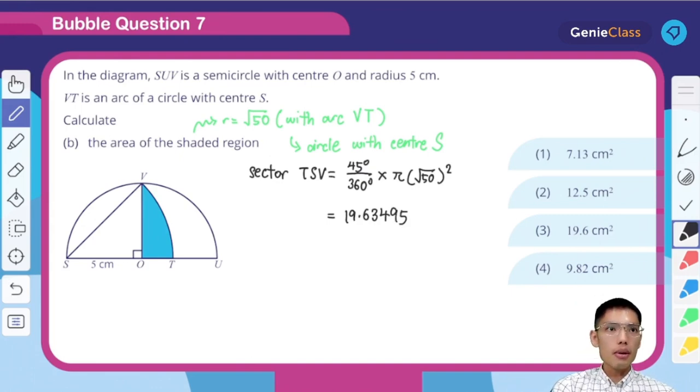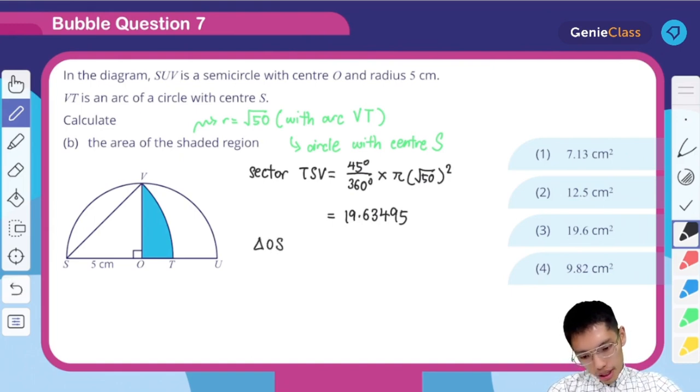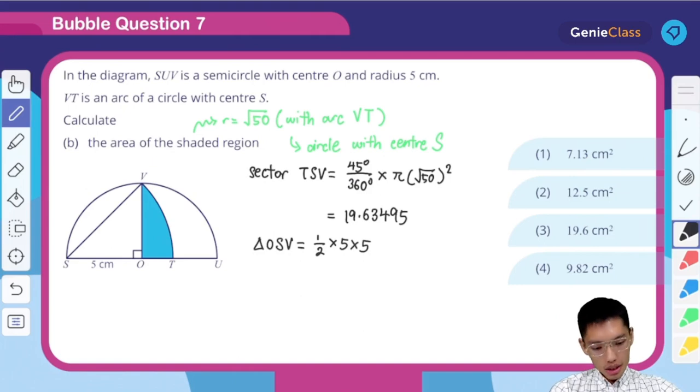19.63495. Now some of you went and just found me the triangle. That's very good, but that's not the shaded area. It's actually half times base times height, half times 5 times 5. Or if you want to be fancy, you can use sine 90 degrees, half AB sine C, but that's not needed, because you still get 12.5. That's the majority of the options.